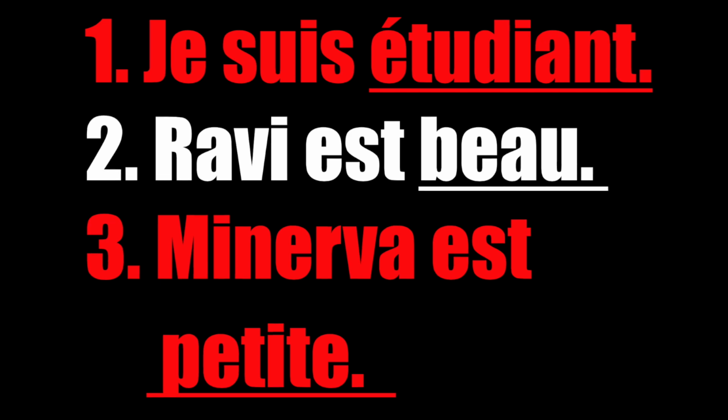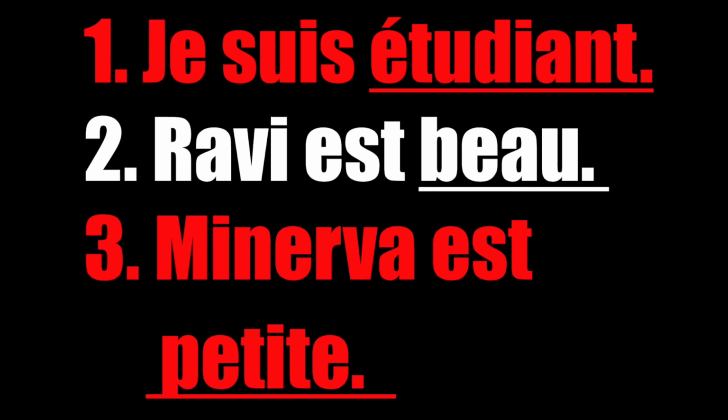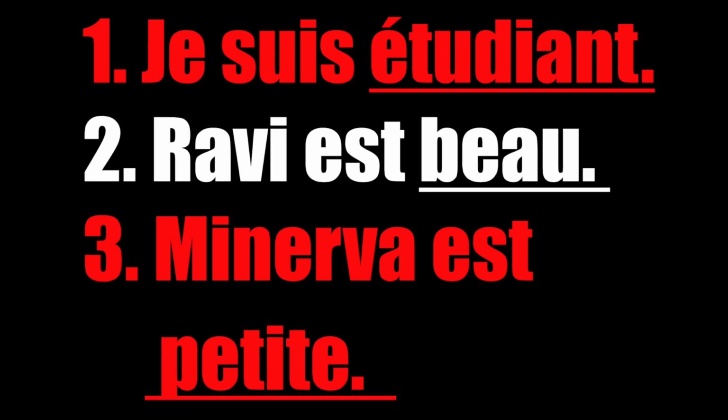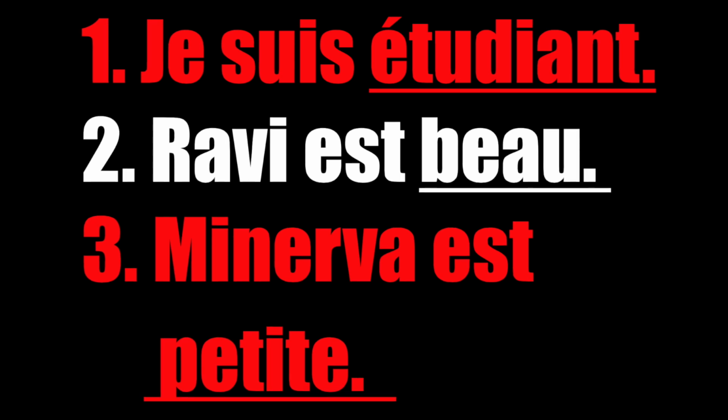First one is je suis étudiant, which means I am student. So we have used être over here, and étudiant is our adjective. Ravi est beau. Ravi is the name of a person. So we consider this Ravi name as a masculine name. So we add up the adjective: Ravi est beau. Ravi is handsome. Third is Minerva est petite. Minerva is small, tiny.